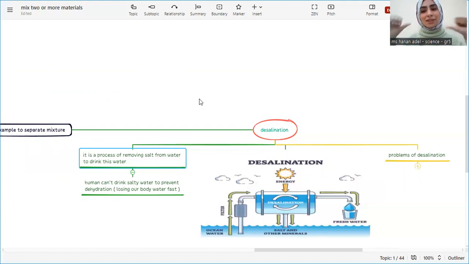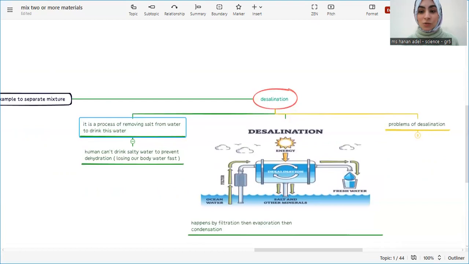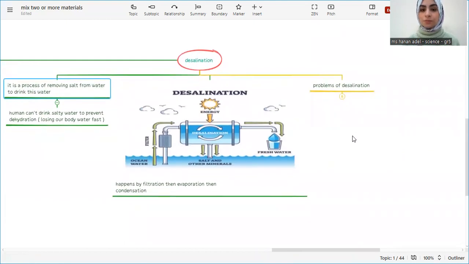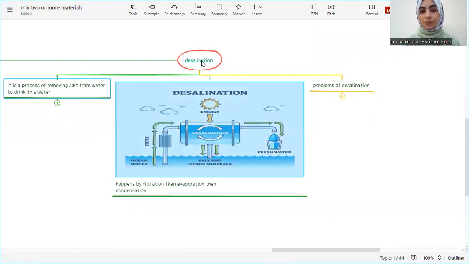The salt is very harmful to humans. The salt is doing what? It causes dehydration. Dehydration means our body will lose water fast and we will not get the benefit of this water, and our body will keep needing more and more water, and we can't get the benefit of the water that we drink. This is the importance of desalination.